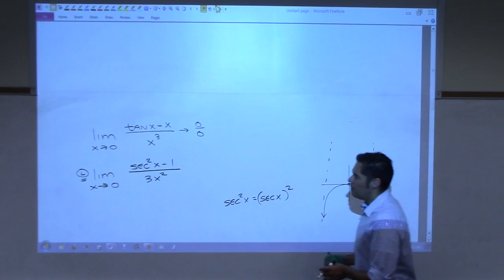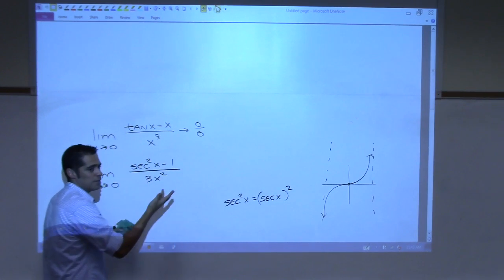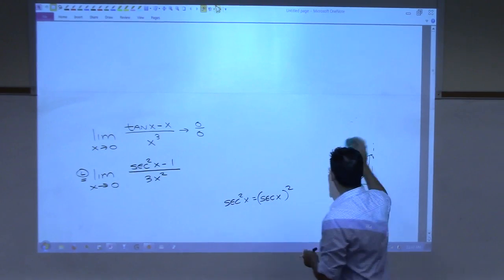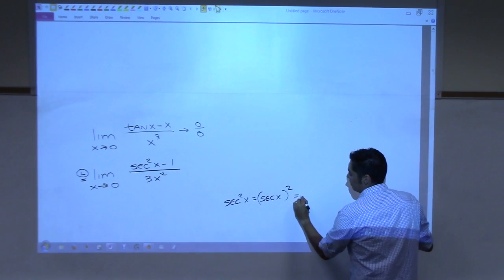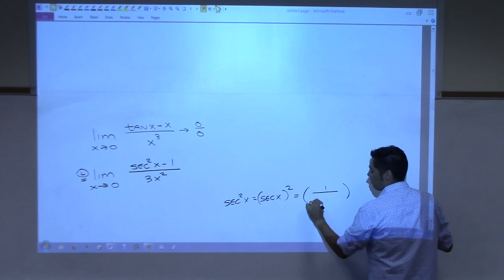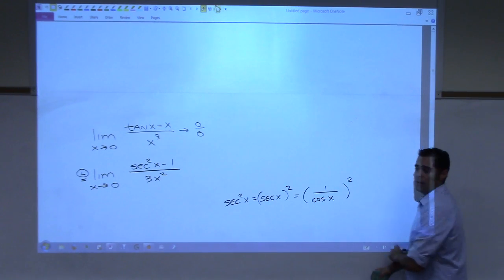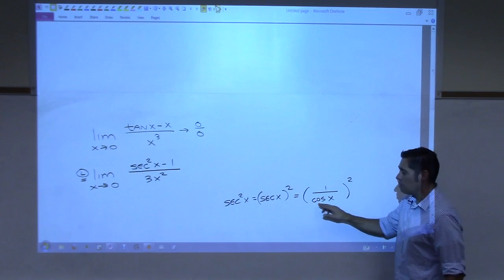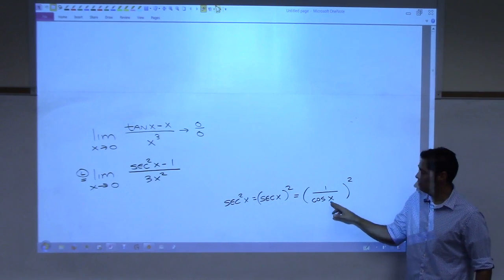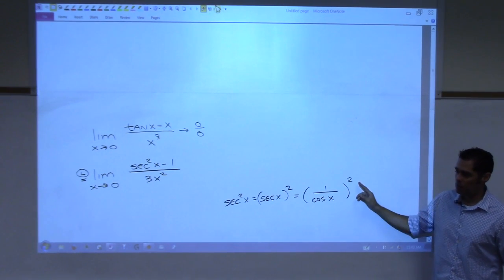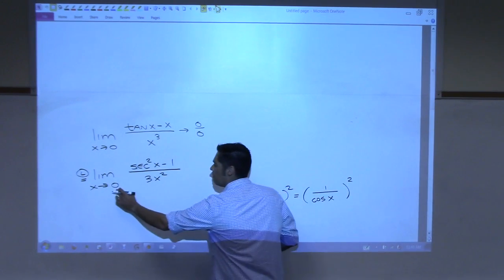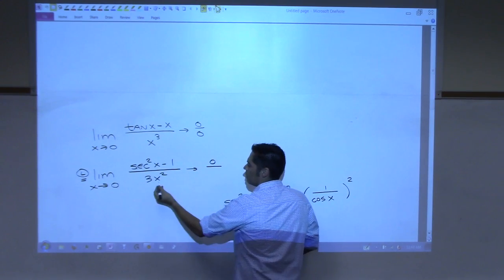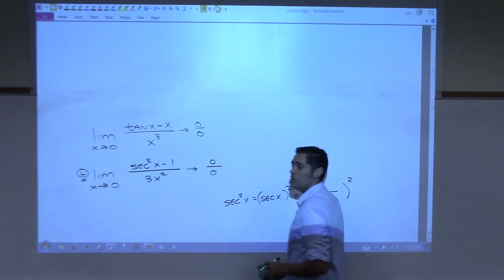That's fine. But if this was secant squared x minus 4, let's just say, then we just need to make sure that we know how to get this. Here's the way I would do this. If you don't know what secant of 0 is, just go back to the definition of secant, which is 1 over cosine. That you would have to know. So cosine of 0 is 1. 1 over 1 is 1. 1 squared is 1. So the top left corner as x goes to 0 is 1. 1 minus 1, 0. Over, of course, 0 squared times 3. That's still 0. So we have 0 over 0.